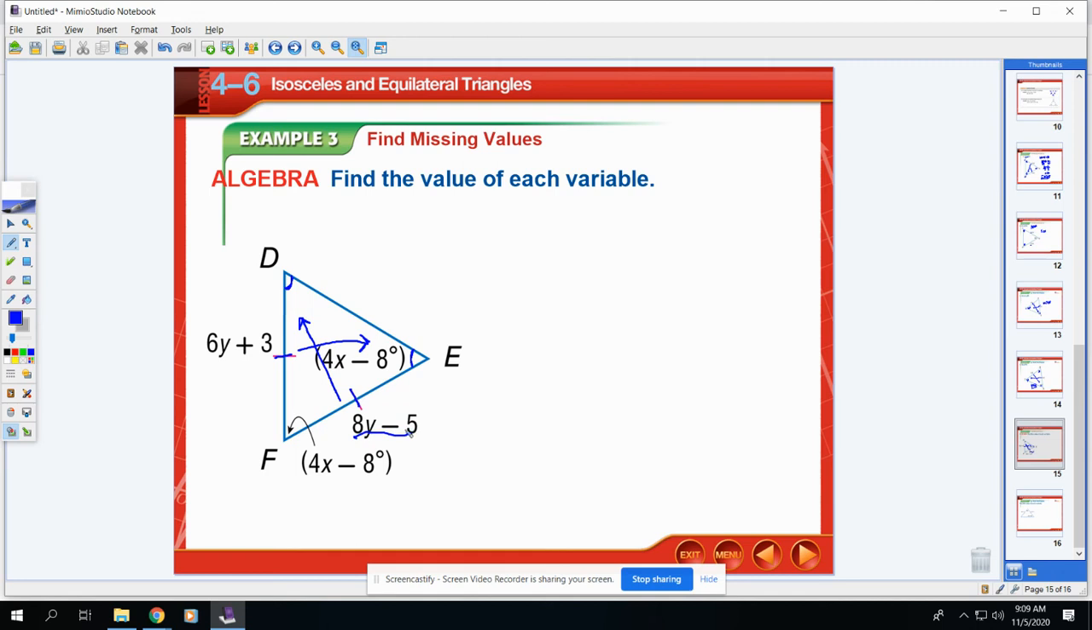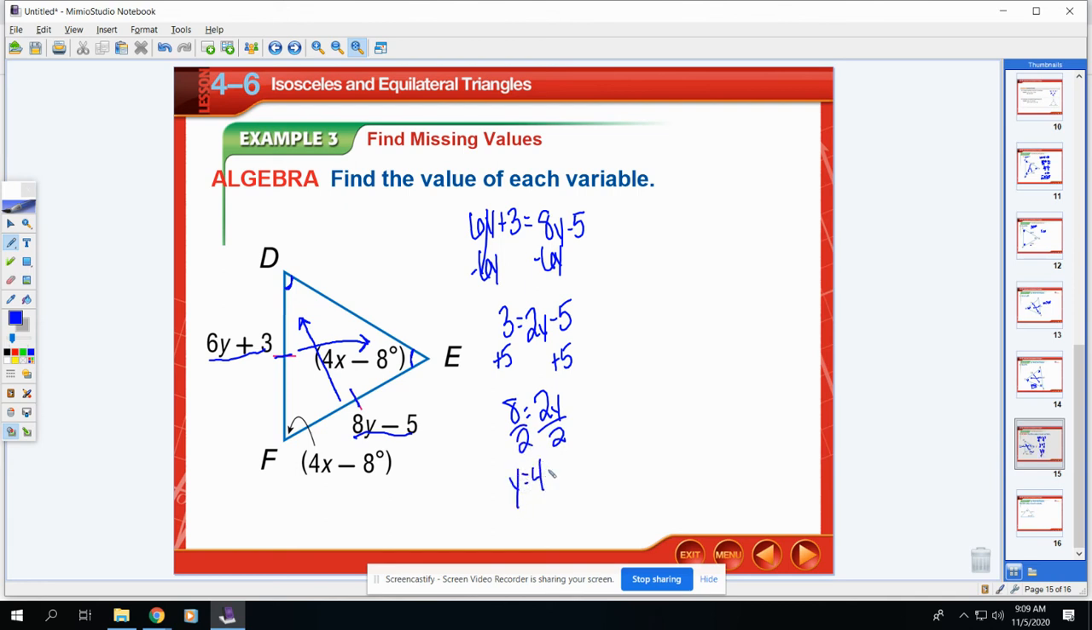We know 8y minus 5, 6y plus 3, those have hash marks that says that they are congruent to each other. So we're going to say 6y plus 3 is equal to 8y minus 5. And we'll solve this pretty quickly here. Subtract a 6y from both sides. Get 3 is equal to 2y minus 5. Add a 5 to both sides. 8 is equal to 2y. And we're going to get y equals 4. Okay, so y is equal to 4.